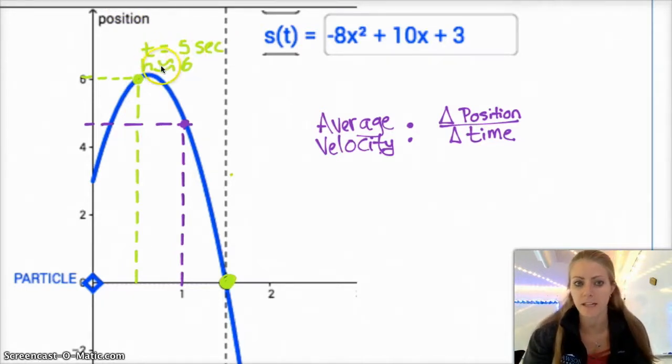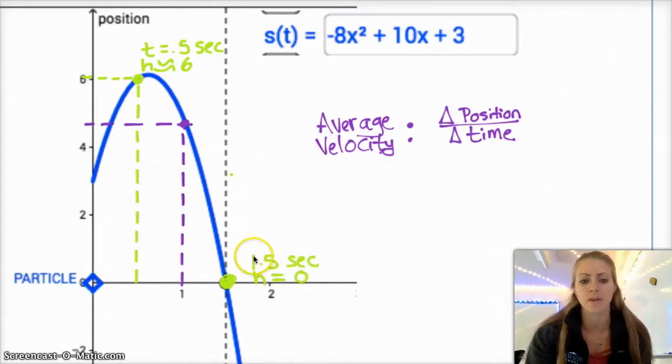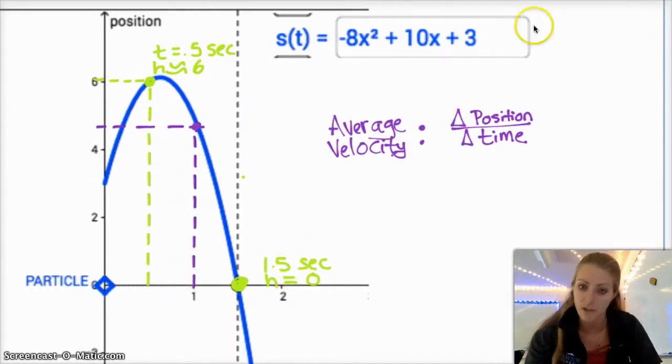So at t equals 0.5 seconds, my height is 6, which is just a point, right? 0.5 comma 6. And then I'm looking at my height at 1.5 seconds, and that is just my height is 0 after 1.5 seconds. So if I want to find my average velocity, I take the change in position. So I have gone from 6 down to 0, so that's a change of -6 units in height. And I've gone from 0.5 seconds to 1.5 seconds, so that's a change of 1 second in terms of the time that has passed.